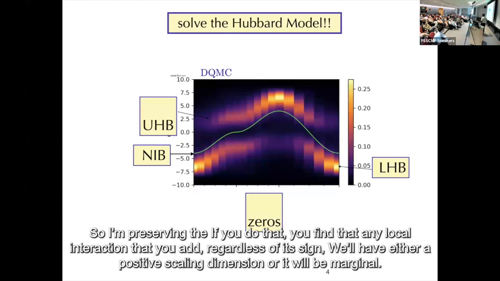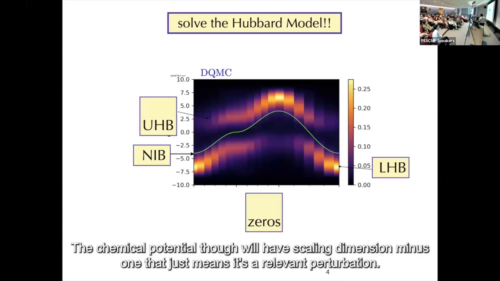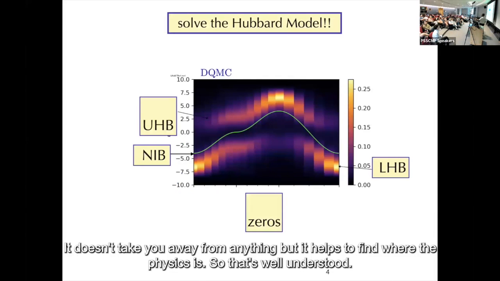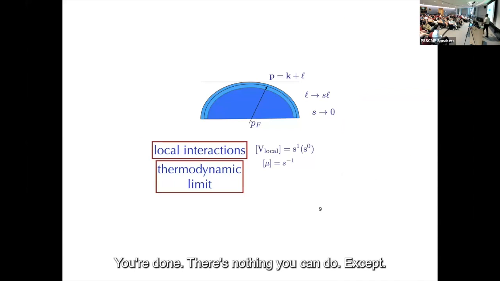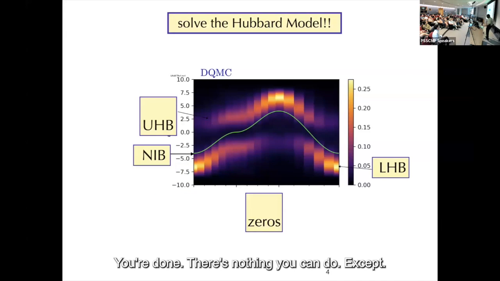If you do that, you find that any local interaction that you add, regardless of its sign, will have either a positive scaling dimension or it will be marginal. The chemical potential, though, will have scaling dimension -1. That just means it's a relevant perturbation. It doesn't take you away from anything, but helps define where the physics is. So that's well understood. So there are two things. As long as you're in the thermodynamic limit, you have local interactions, you have a spherical Fermi surface, you're done. There's nothing you can do except superconductivity or a charge density wave.